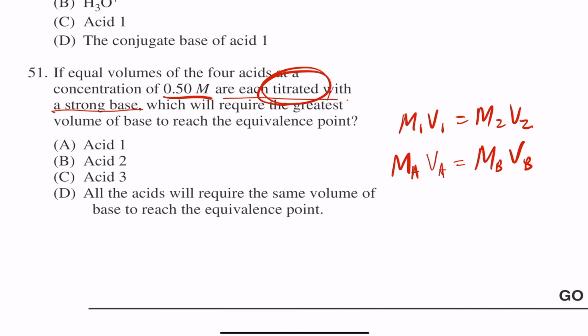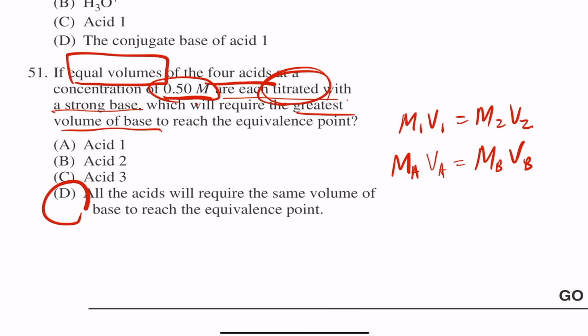I mean, just take a look. It literally says equal volumes of the four acids at 0.5 molarity concentration. Same volume, same concentration. So if the question is asking which will have the greatest volume of base, they're all going to have the same volume, because once again, quality is not what matters in terms of titration. I mean, it matters in some senses.